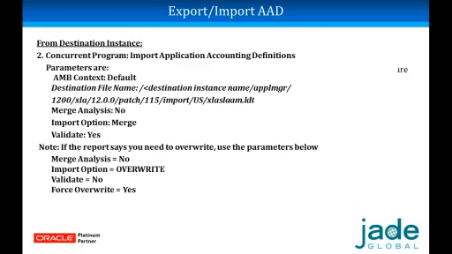From the destination instance, you'll have to run the import application accounting definition programs. So here are the parameters: ABM context, destination file name, merge analysis, no, import option, merge, validate yes. If the report says you need to overwrite, use the parameters below.